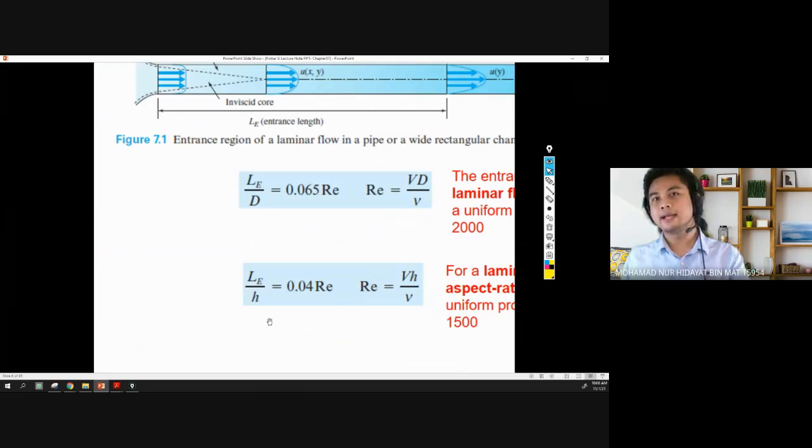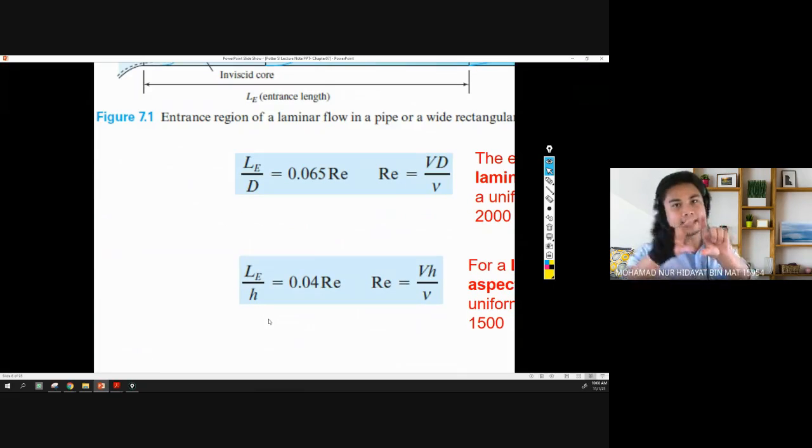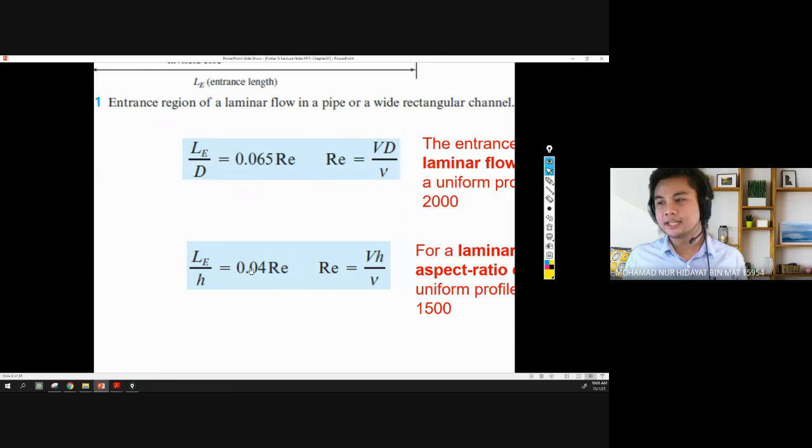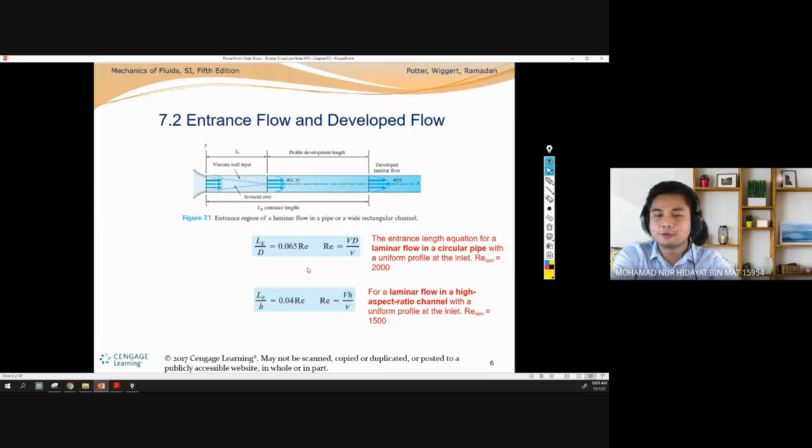So remember that a rectangular channel is like a rectangular shape. You can see here. So it is not using the diameter anymore because the rectangular channel is not a circular shape. So they prefer to use the characteristic length, which is the height. So LE over H equals 0.04 Reynolds number. Okay. So far, are you guys clear on this?